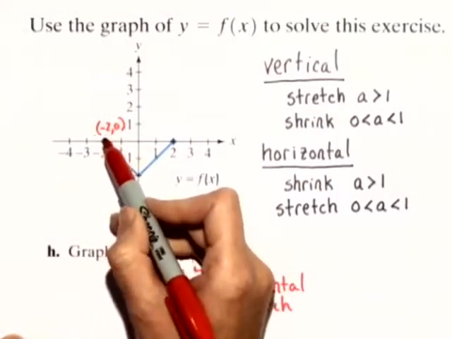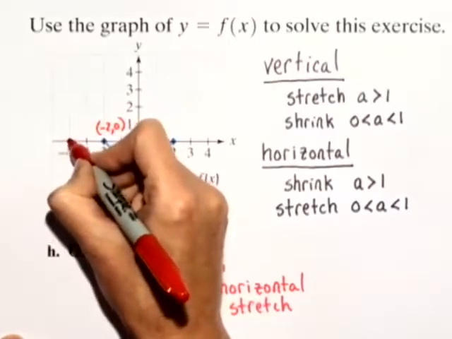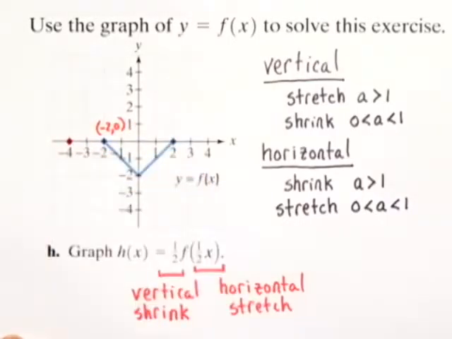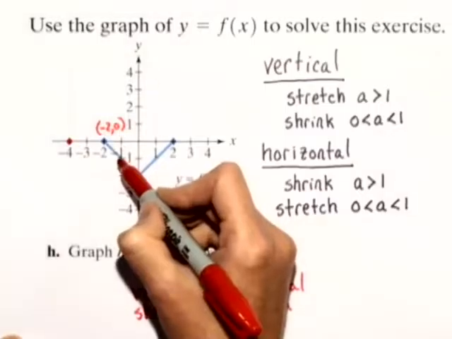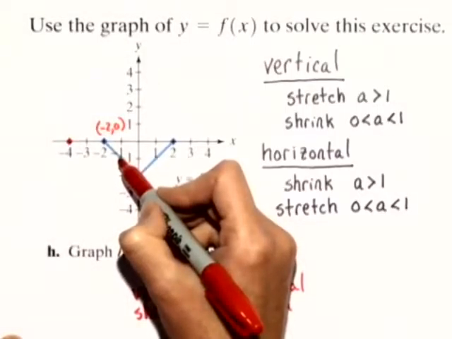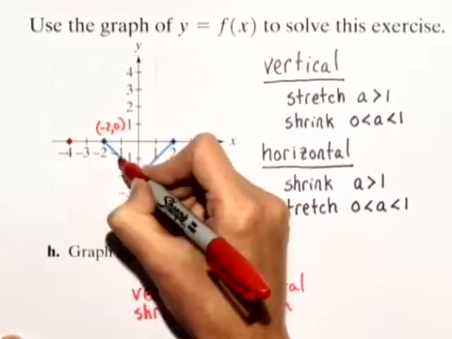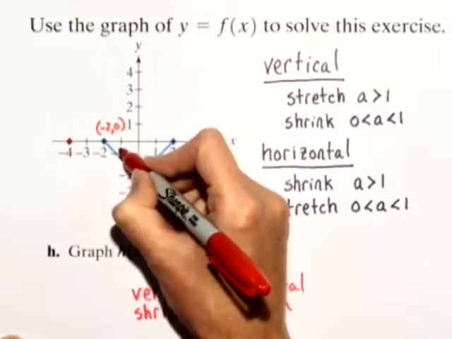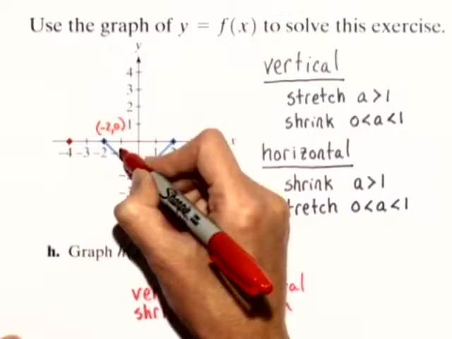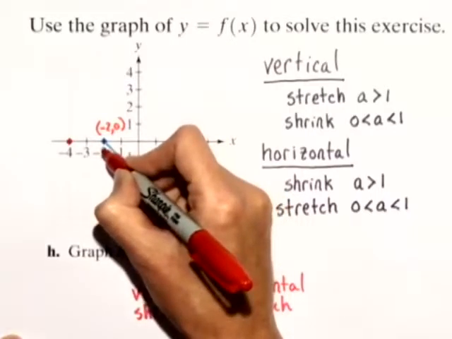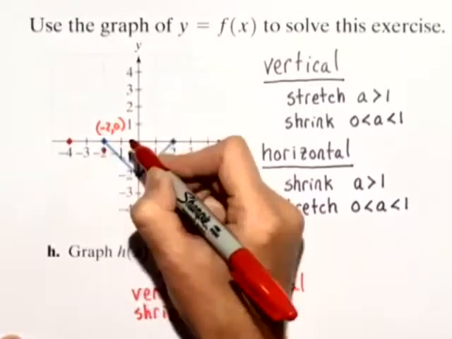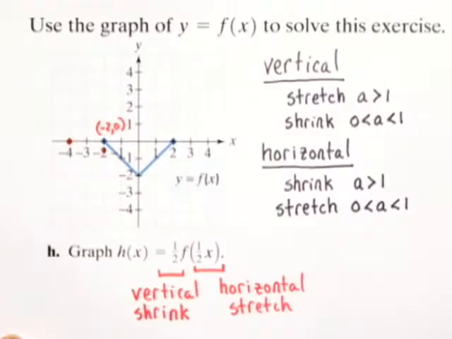Next, let's move to the coordinate negative 1, comma negative 1. Again, let's do the y-coordinate first, and let's do the vertical shrink. For the y-coordinate of negative 1, we multiply it by 1/2, and we get a y-coordinate of negative 1/2. For the x-coordinate of negative 1, we multiply it by 2, and we get an x-coordinate of negative 2. The second point is now negative 2, comma negative 1/2.